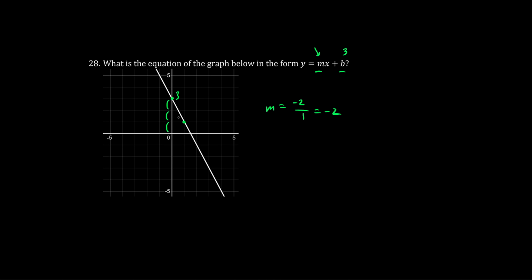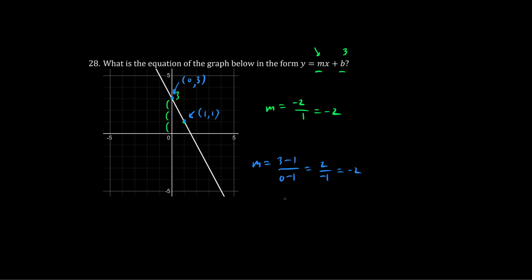Just for the sake of practice, let's try this a different way. Let's take 2 points. Let's take this point and this point here. We'll take the point (0, 3) and the point (1, 1). The slope equals this minus this, y2 minus y1, over this minus this. So the slope is 2 over -1, which is -2.